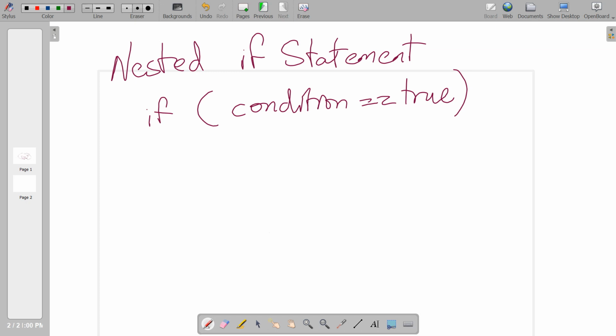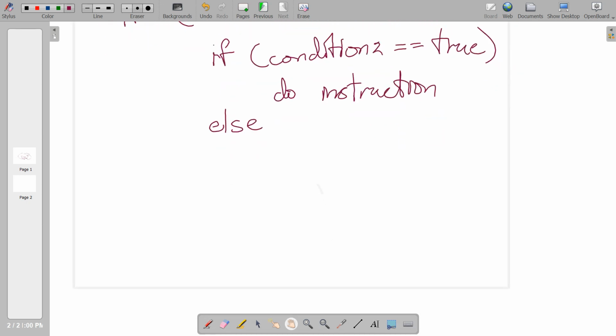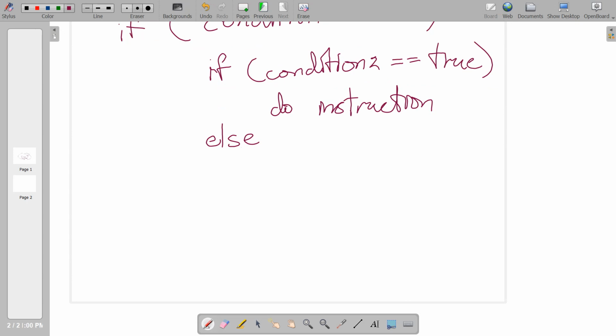So this here is like the first condition. And then inside of the if statement, we would have if condition 2 is equal to true, then we do an instruction. And we could even have an else, or else if. I'll just use an else in this instance.